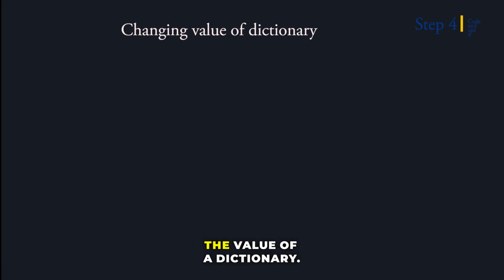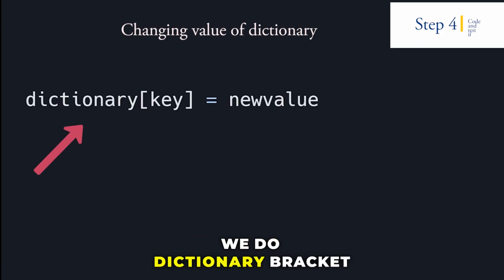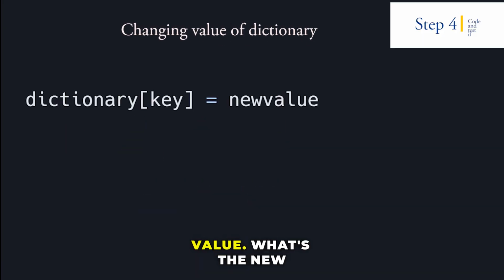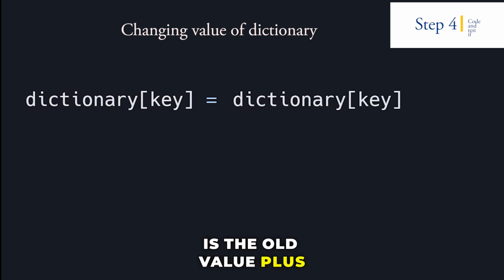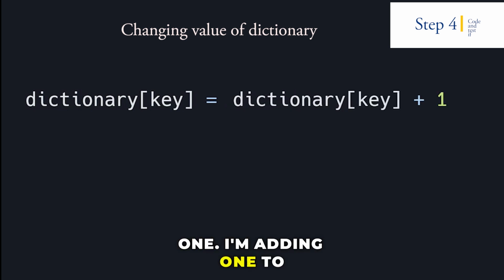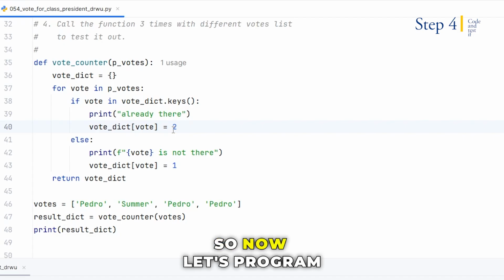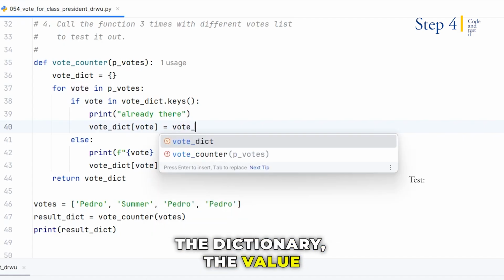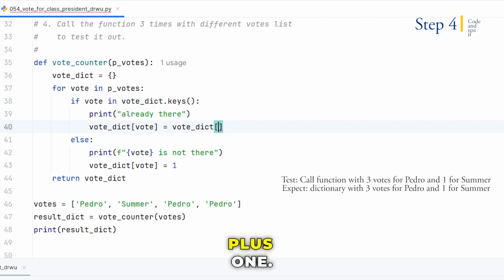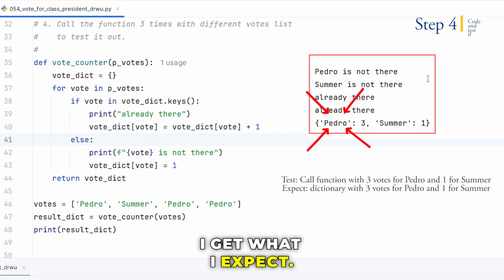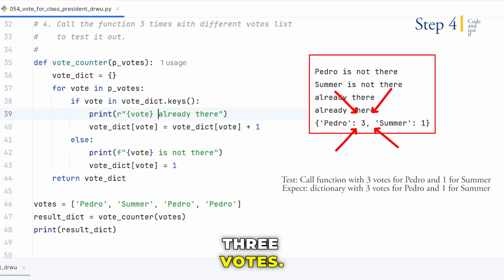Well, when we change the value of a dictionary, we do dictionary bracket key is equal to the new value. What's the new value? The new value is the old value plus 1. I'm adding 1 to the old value. So now let's program that in for the if, where the key is already in the dictionary. The value is equal to the old value plus 1. And when I run this, I get what I expect, which is Pedro having 3 votes.